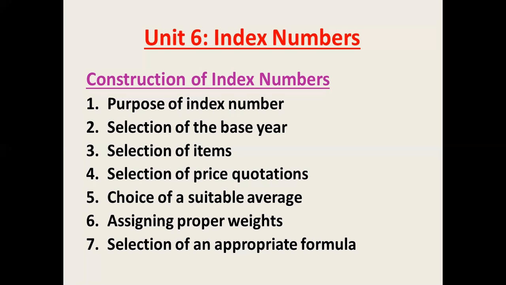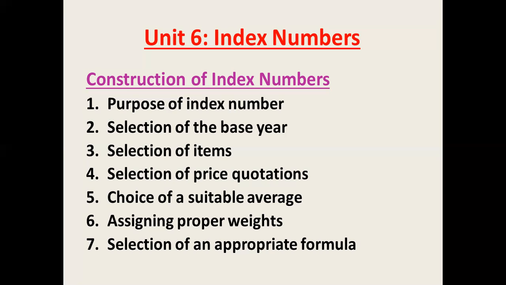Then the second point is the selection of the base year. The selection of the base period, otherwise the year, is the most important step in the construction of an index number. It is a period against which the comparisons are made. The base period should be normal and free from any unusual event, meaning any disaster, such as war, famine, earthquake, droughts, boom, etc.